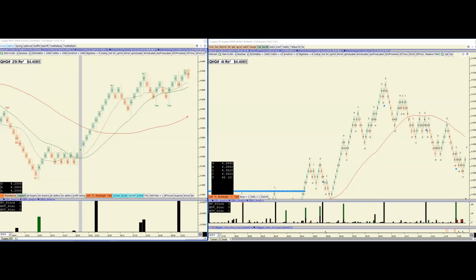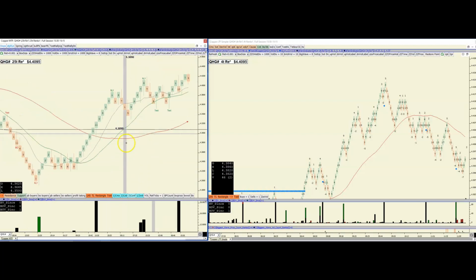All right, so I'm just going to do my review right now. It's on copper, and there are some very interesting behaviors here. Okay, so what do we see in the background? The trend is up and all of that.